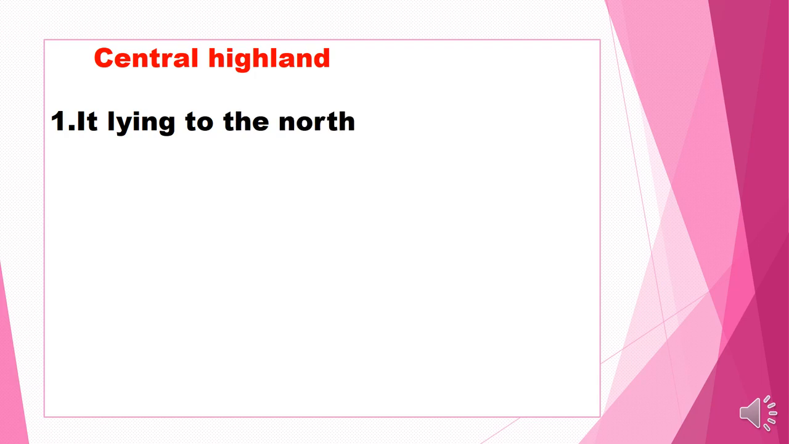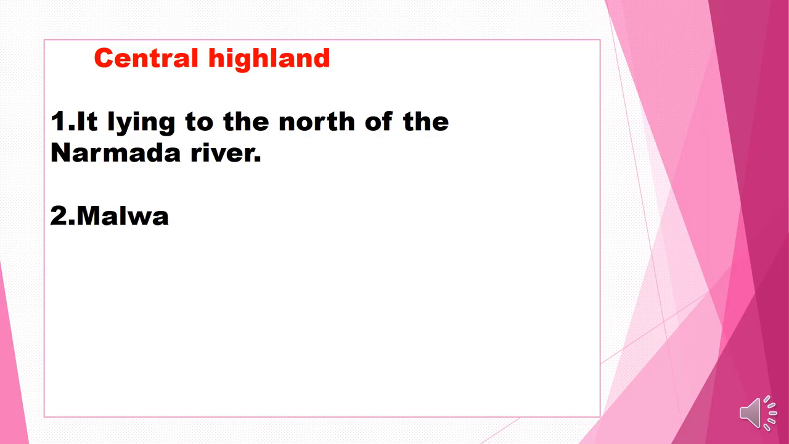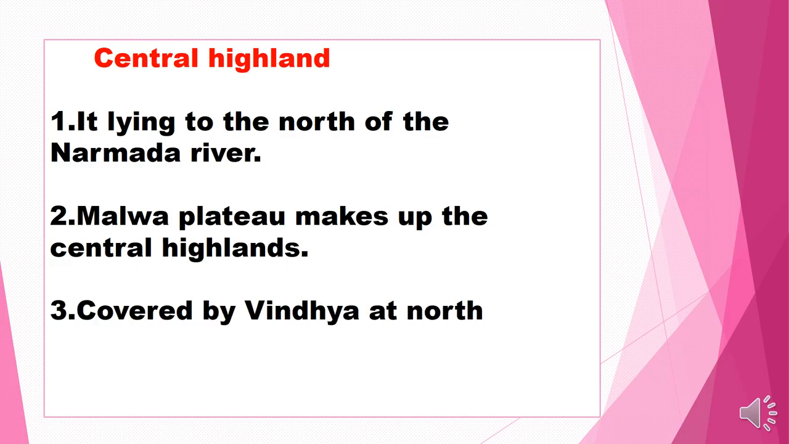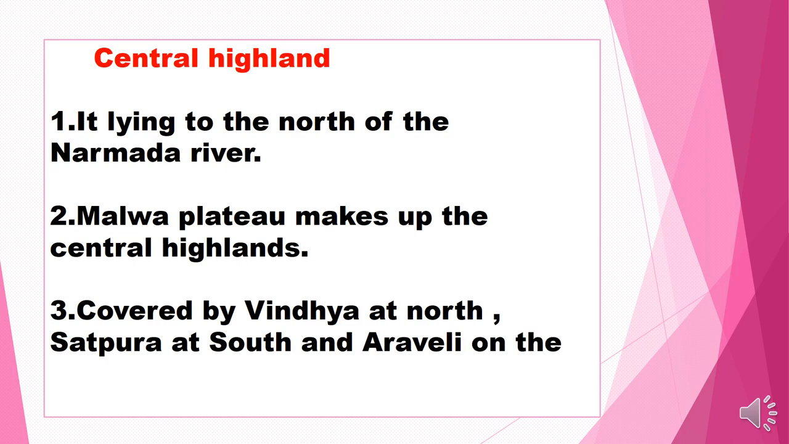So we discuss the Central Highland. The Central Highland lies to the north of the Narmada river, and the Malwa plateau makes up the Central Highland. This area is covered by the Vindhya at the north, Satpura at the south, and Aravali on the northwest. In Rajasthan, the Aravali range is found.